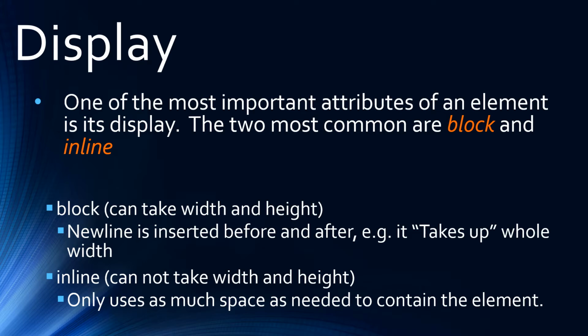Before we begin, we want to talk to you about one of the most important attributes in an element, and that's its display. The two most common display types are what are called block and inline. Block tags are ones that take up a certain amount of width and height. Anytime you have a tag that's called block, it's the same thing as if when you were typing, you hit new line at the end, or enter or return.